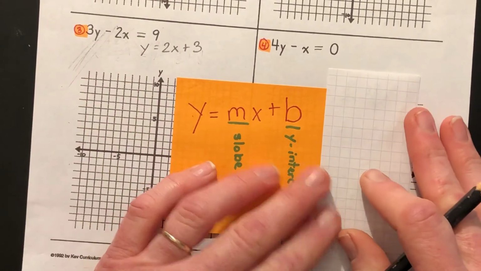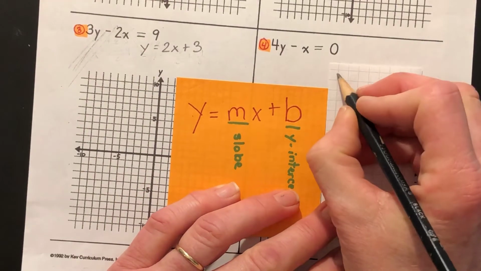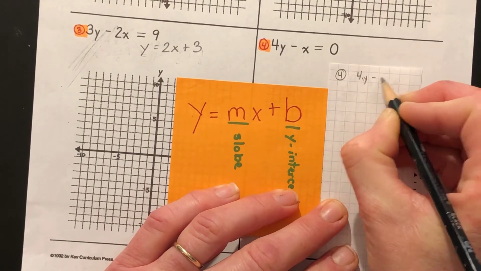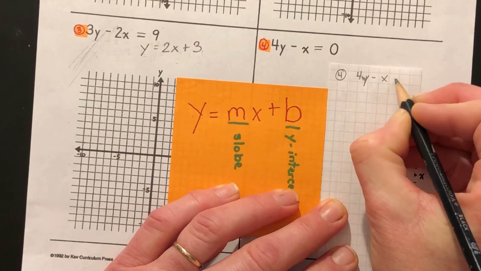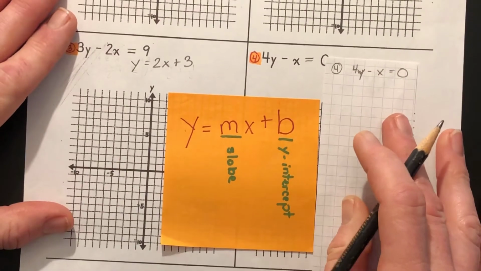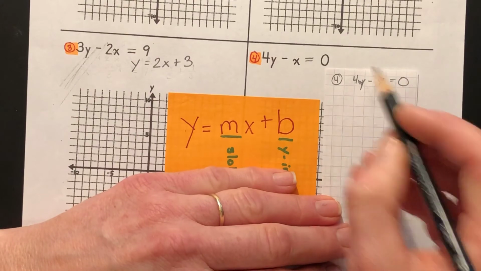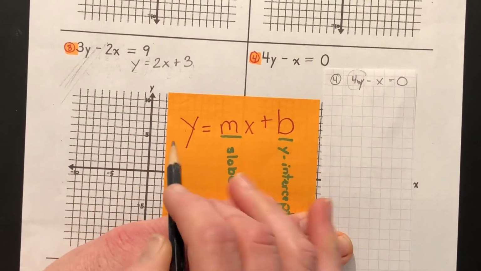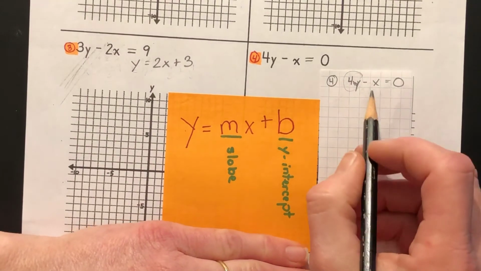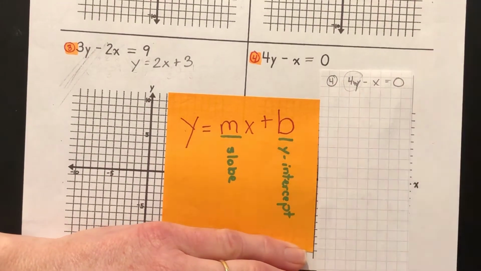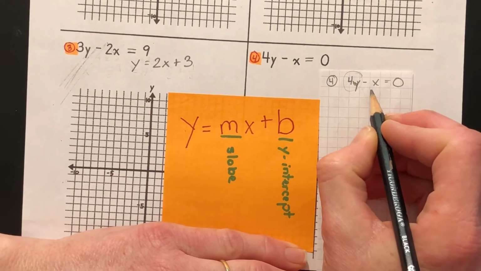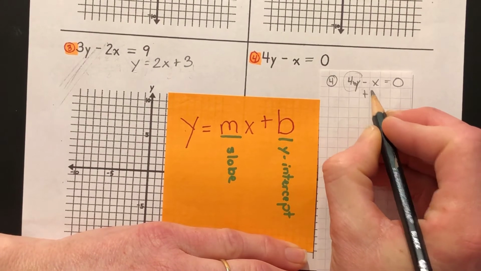Let me copy down what I have for number 4. 4y minus x equals 0. First thing I need to do is to get the whole y term on the left side, because in the slope-intercept form, the y is all by itself on the left. Right now, the x is on the left. I need it to move away. So I'll do the opposite. Opposite of minus x is plus x.